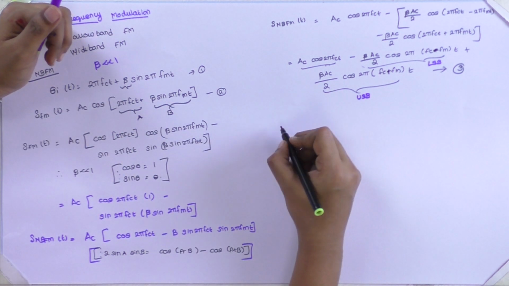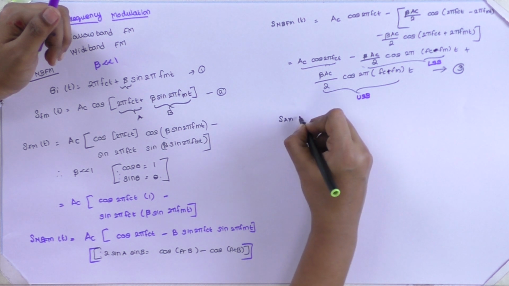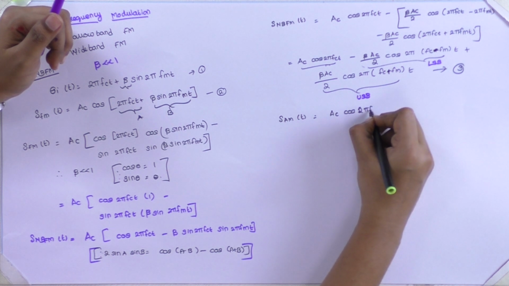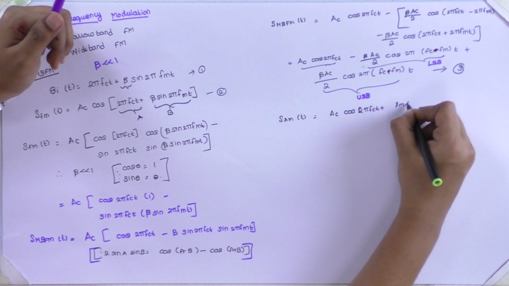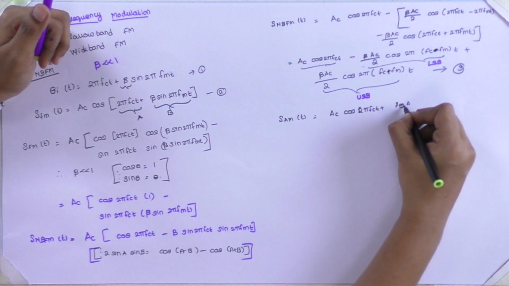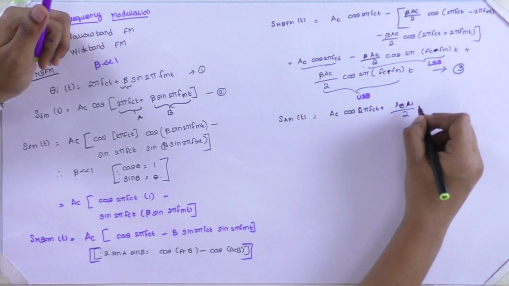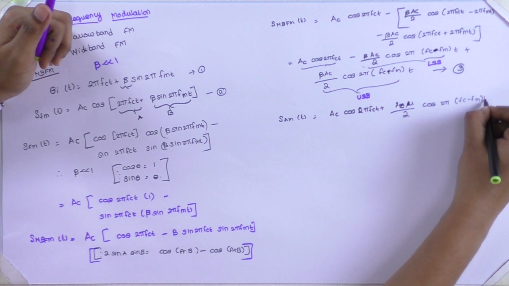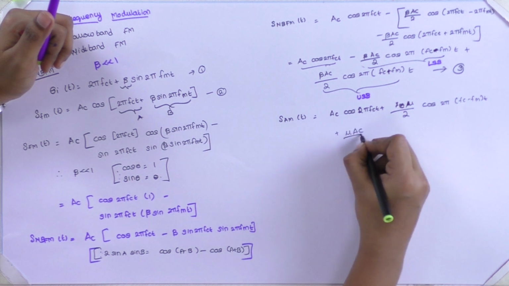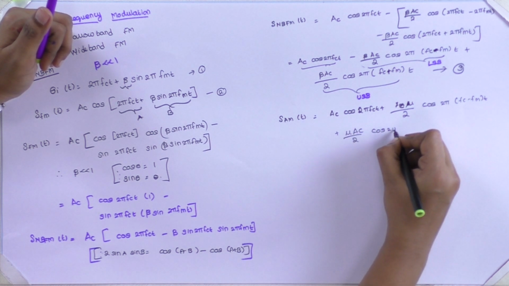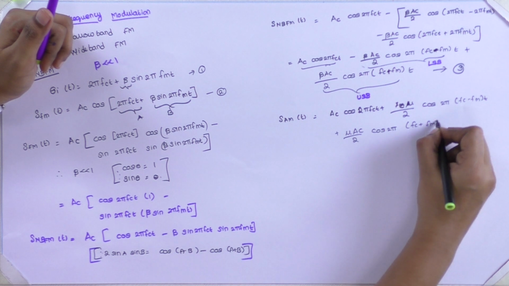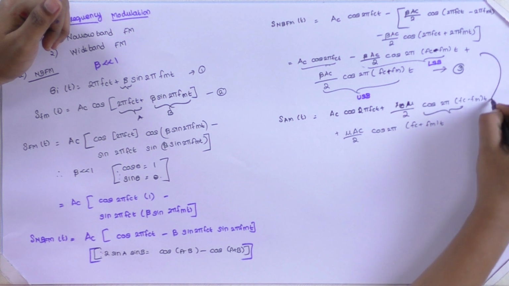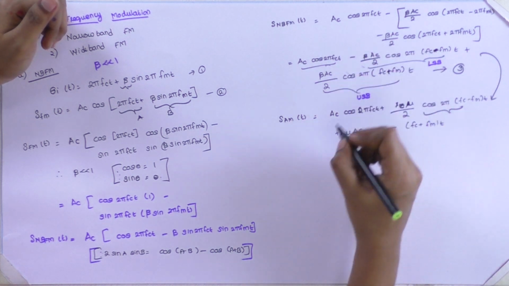When comparing it to the amplitude modulated wave s AM of t, we have AC cos 2 pi FCT plus AC mu by 2 cos of 2 pi (FC minus Fm) t plus mu AC by 2 cos of 2 pi (FC plus Fm) t. So by comparing these two, only this term is getting reversed.